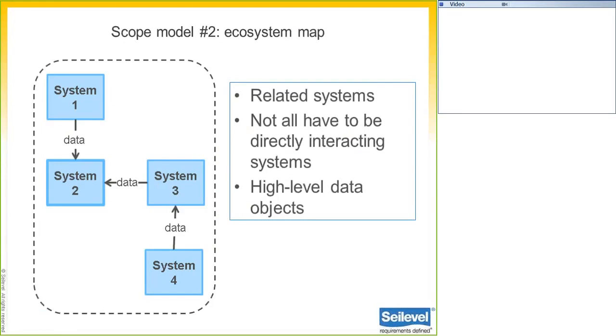Now, there are two key differences between this diagram and a context diagram. First, this one is only going to show systems, not groups of users like the context diagram showed.